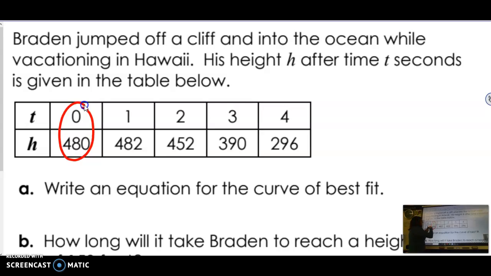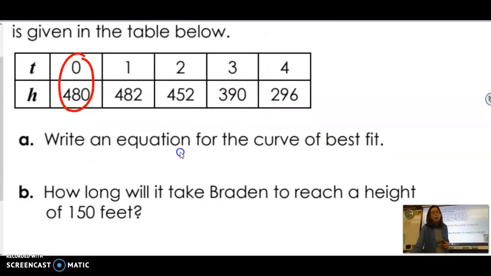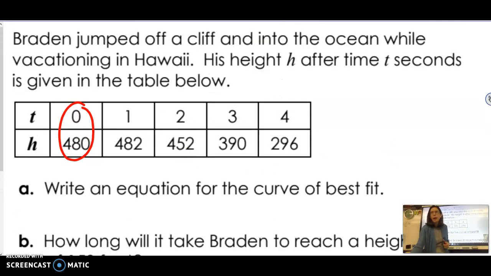Then he went ahead and jumped up into the air, went a couple feet up when he jumped, and then at 2 seconds, he's down to 452, at 3, he's down to 390, and at 4 seconds, he's only 296 feet above the ground. And so what we are going to do is go ahead and graph this.